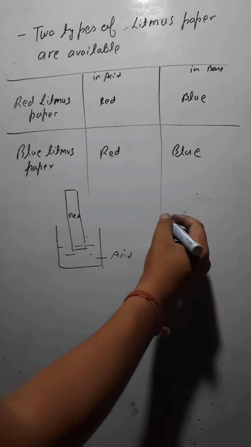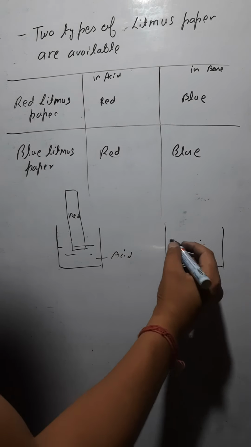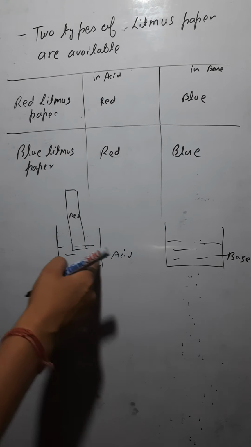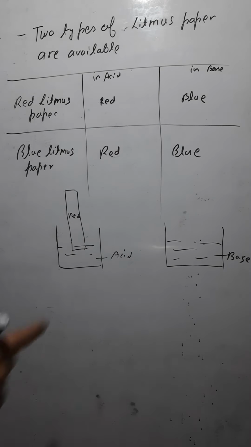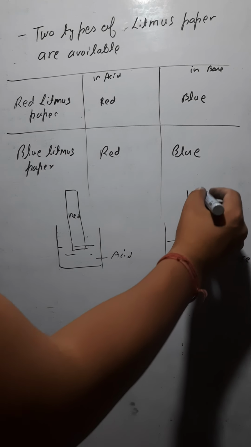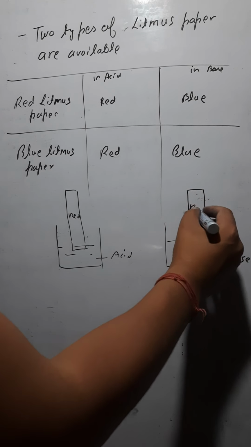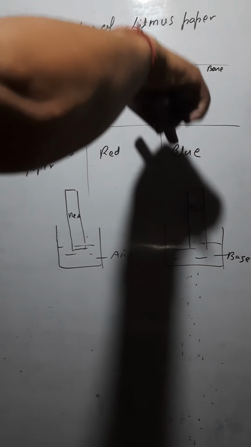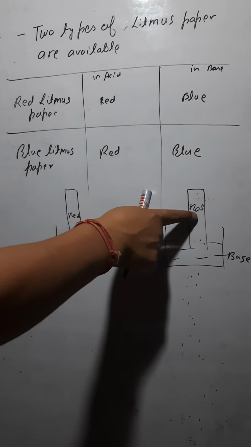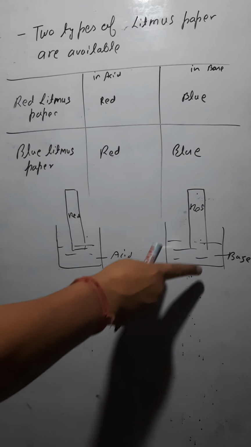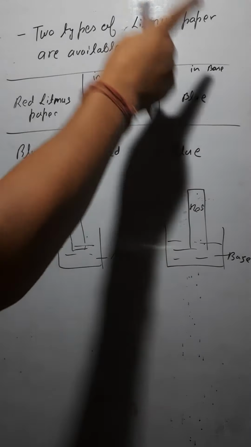Now if at the same time you have a solution here which is a base, in the previous one it was acid, here you have a base, and again you dip this red litmus paper in this basic solution. So the color would change, the color would turn into blue. Now this red litmus paper would turn into blue color.